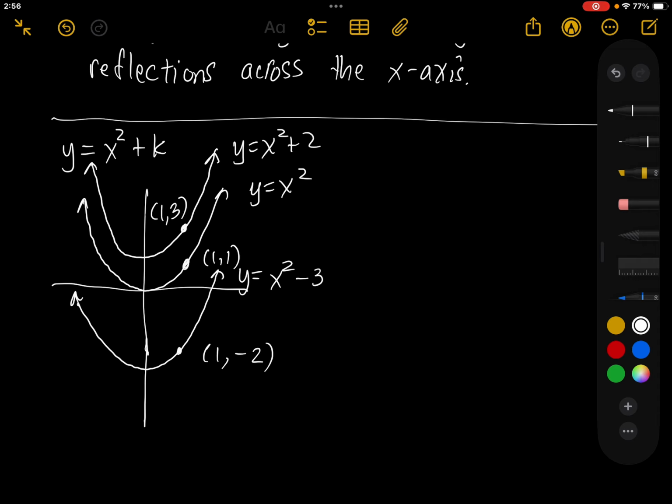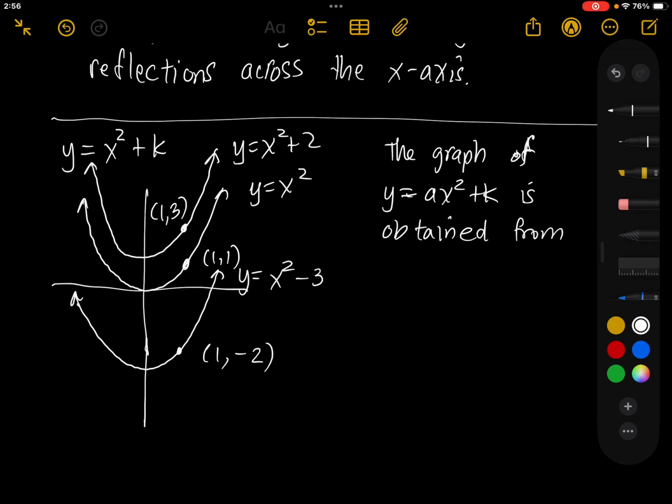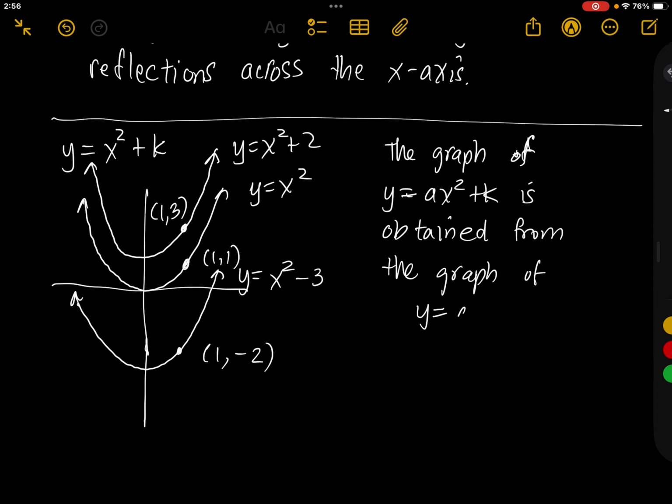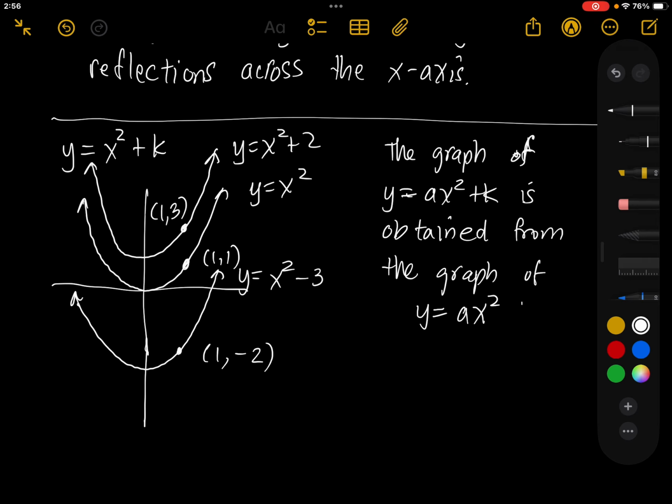So in general, by the same reasoning, the graph of y equals ax squared plus k is obtained from the graph of y equals ax squared by shifting the graph of y equals ax squared vertically.